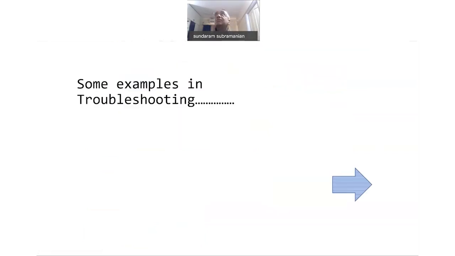Let's look at some examples in troubleshooting. These examples are situations inside the foundry. There are about 5 or 6. We'll go through them one by one. Most of them are into one aspect. And as we go along, we will be able to look at them.